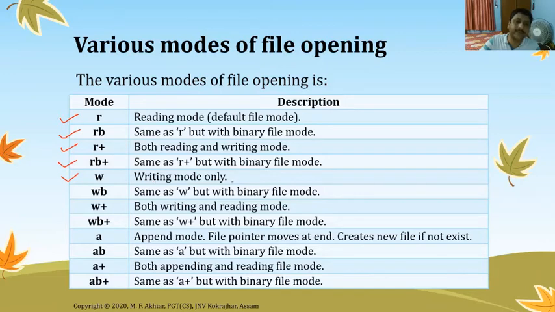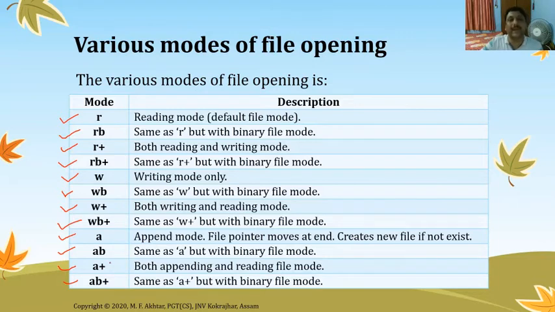W means writing mode only. WB means binary file, and W plus means writing and reading both. Then WB plus means writing and reading with binary files. A is append mode, and AB is append mode with binary file. A plus means append mode and reading mode, appending and reading both. AB plus means appending and reading in binary file mode.